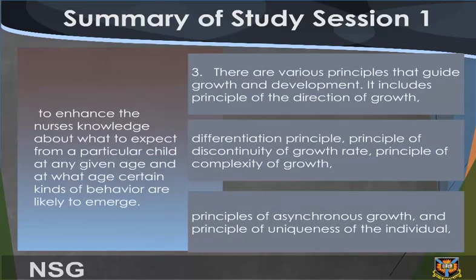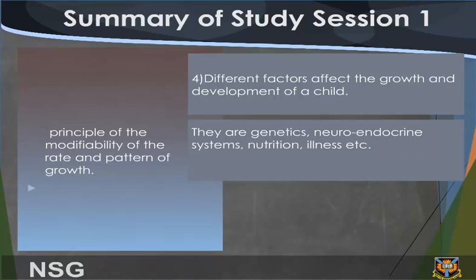To enhance the nurse's knowledge about what to expect from a particular child at any given age and at what age certain kinds of behavior are likely to emerge. 3. There are various principles that guide growth and development. It includes principle of the direction of growth, differentiation, principle of discontinuity of growth rate, principle of complexity of growth, principle of asynchronous growth, principle of uniqueness of the individual, and principle of the modifiability of the rate and pattern of growth. 4. Different factors affect the growth and development of a child. They are genetics, neuroendocrine systems, nutrition, illnesses, etc.